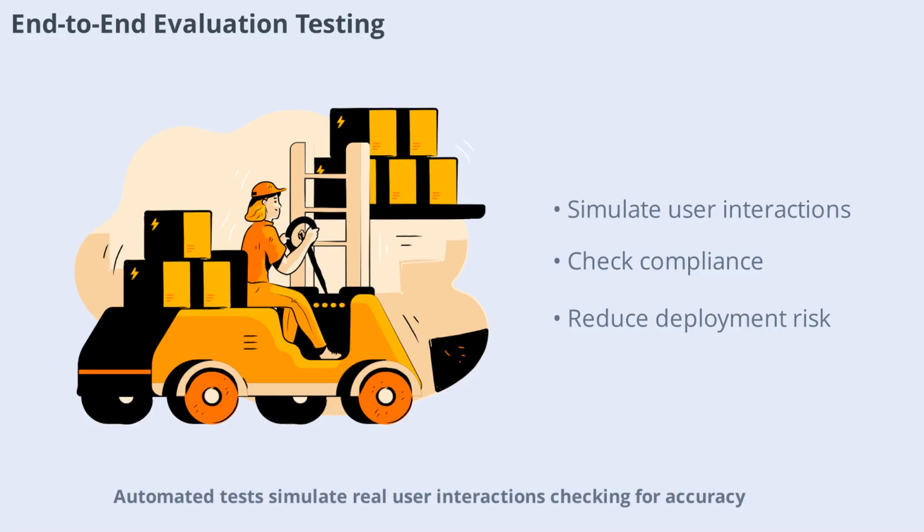End-to-end evaluation testing ensures that new models or prompts meet quality standards before going live. Automated tests simulate real user interactions, checking for accuracy, compliance, and performance. This reduces the risk of deploying faulty updates.